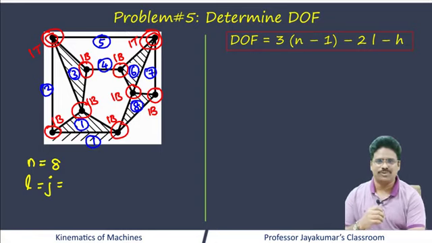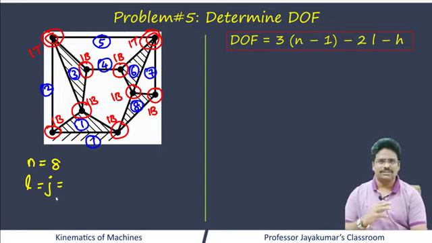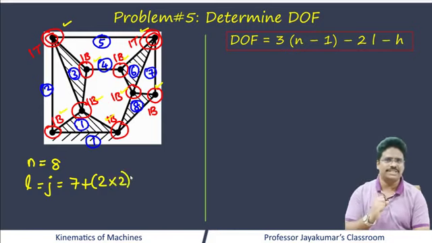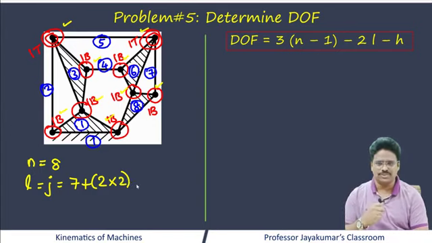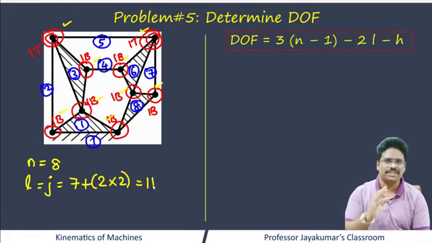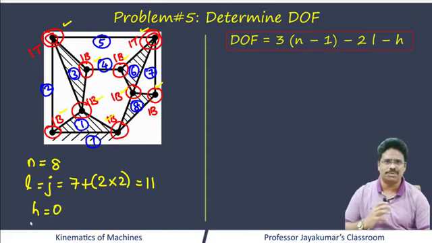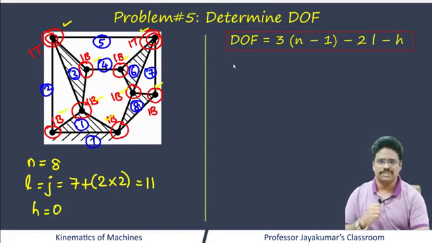So now I could find equivalent binary joints, which is equal to number of binary joints 1, 2, 3, 4, 5, 6, 7 plus the number of ternary joints, 1 and 2. 2 ternary joints multiplied by 2, because one ternary joint is equal to 2 binary joints. We know that. So we have totally 11 equivalent binary joints in this mechanism. Of course, there are no higher pairs in this problem. So substituting them, we will get the answer.